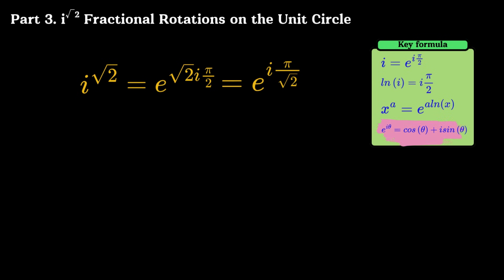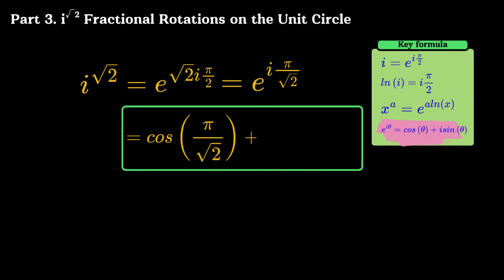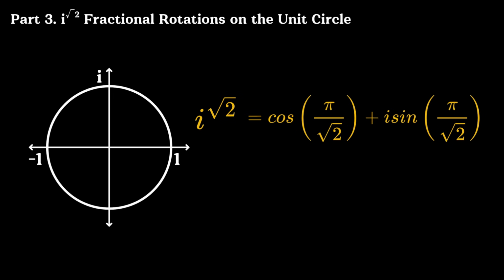Euler's formula says e to the i times theta equals cosine theta plus i sine theta. So we get cosine of pi over square root of 2 plus i times sine of pi over square root of 2. That's a point on the unit circle at about 127 degrees, up in the second quadrant. So raising our 90-degree rotation operator i to the real power square root of 2 is like doing a fractional number of quarter turns and landing at this strange, irrational angle.